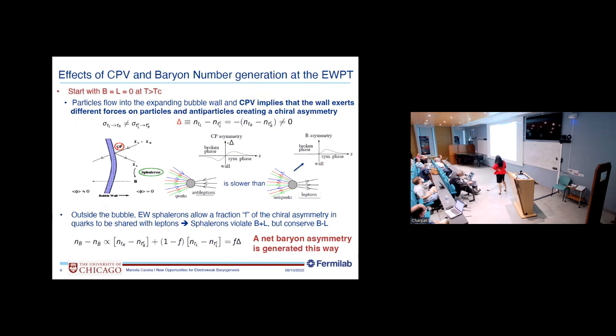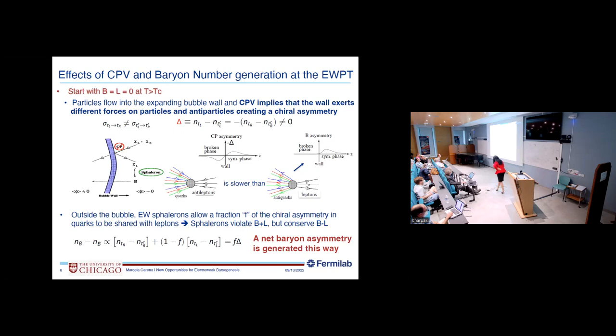Again, as I told you, baryon and lepton number are equal to zero at any temperature larger than this critical temperature, like the temperature of the bubble formation. So what happens is, we heard right now that we need CP violation, and with the CP violation I will show how we do baryon number generation at the electroweak phase transition.